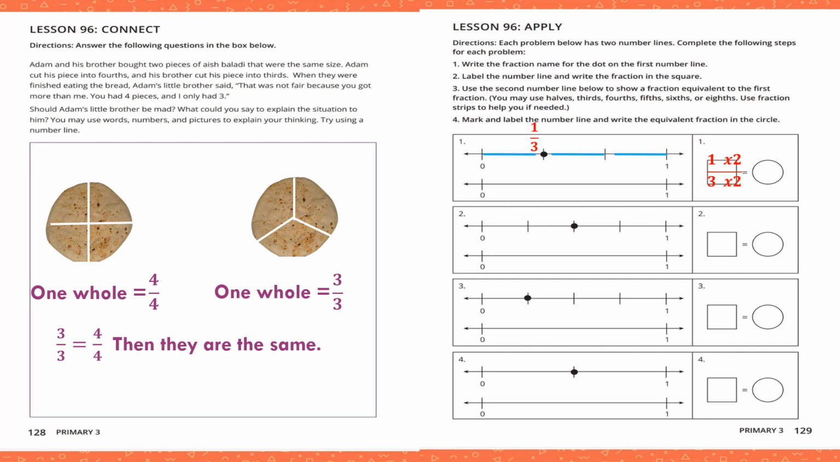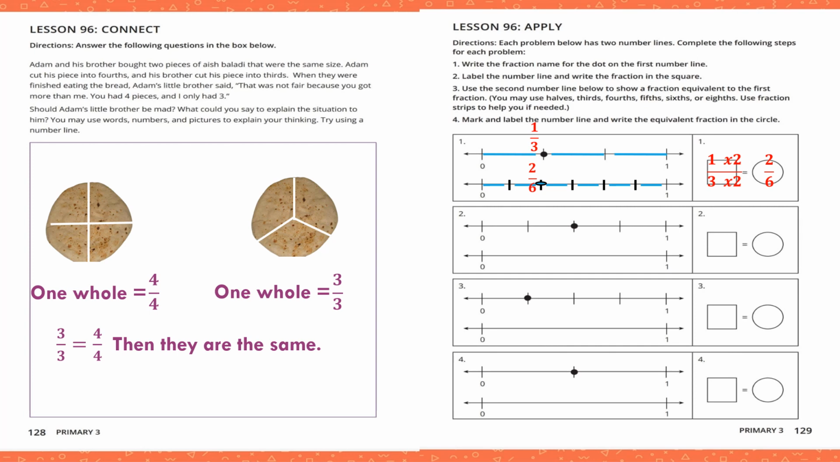To find the equivalent fraction, we will multiply the numerator and the denominator by 2. 1 times 2 equals 2 over 3 times 2 equals 6. 2 over 6. So I need to divide the second number line into 6 equal parts. So I will make 5 dashes like this. 2 over 6 lies at 0 over 6, 1 over 6, 2 over 6 here.